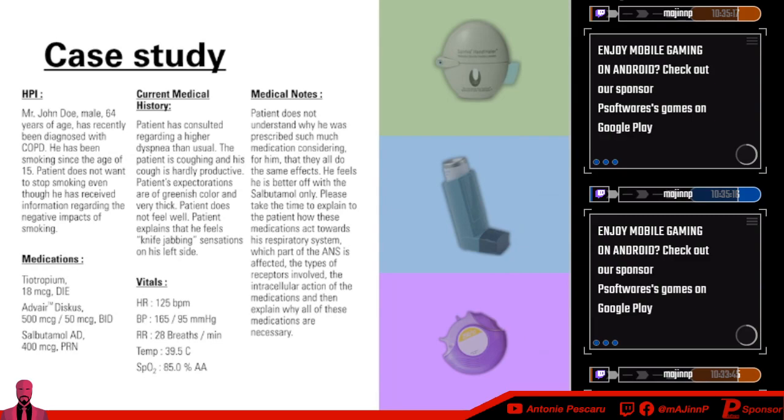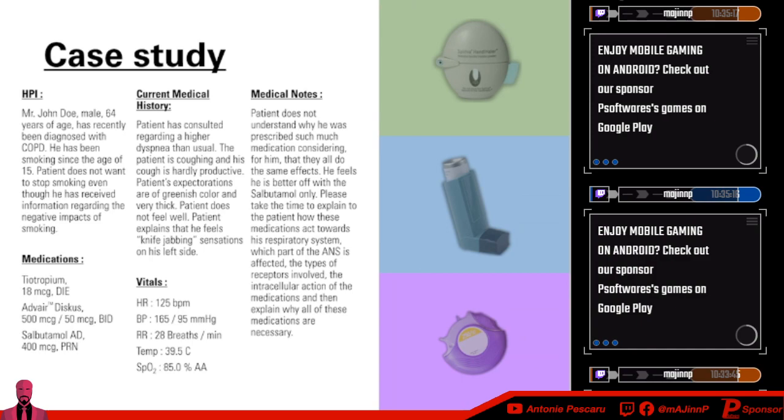So, current medical history: patient has consulted the ER regarding a higher dyspnea than usual. The patient is coughing and his cough is hardly productive. Patient's expectorations are of greenish color and very thick. Patient does not feel well. Patient explains that he feels knife jabbing sensations on his left side.